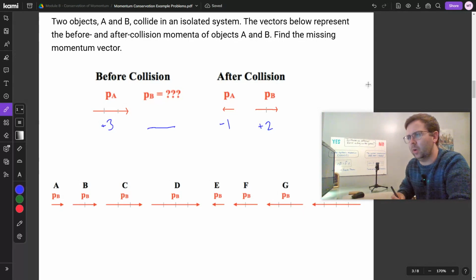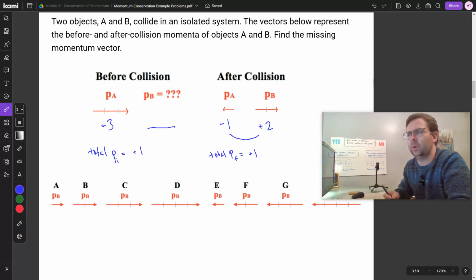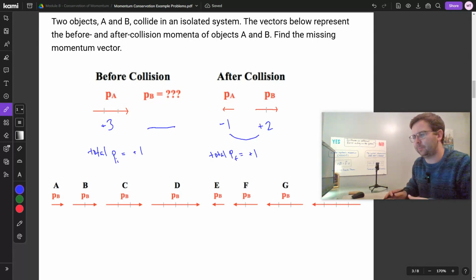But we do know if we add these two together, the final momentum total is negative 1 plus 2. So that's a positive 1 unit. So the total momentum after the collision is positive 1. The total momentum before the collision should be the same because we don't lose any momentum in an isolated system. It stays the same throughout.